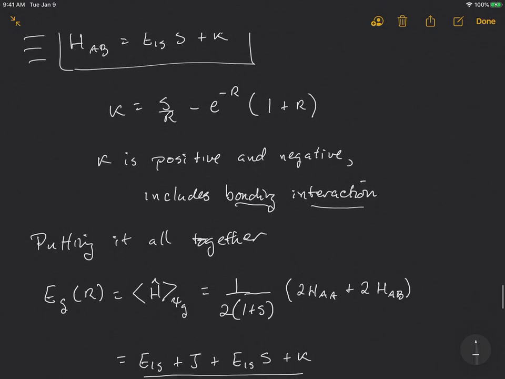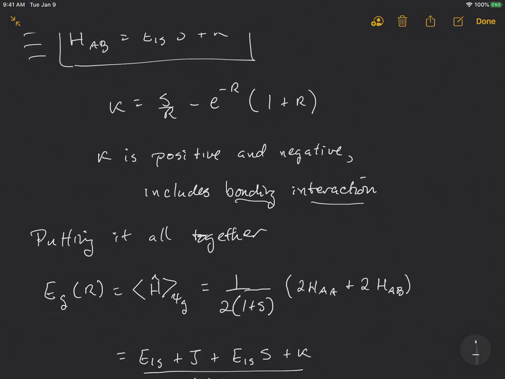Okay, so then if we put all this together, our EG as a function of internuclear distance is again given by this expectation value of the Hamiltonian using the wave function psi sub g.